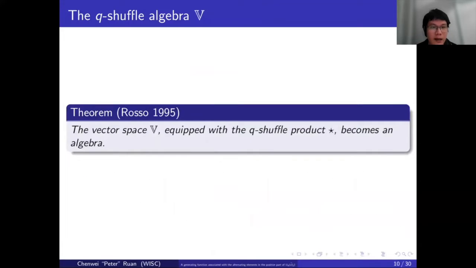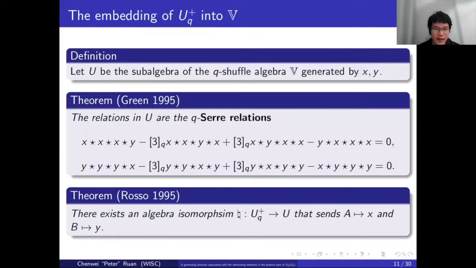So next, let's talk about a very powerful result of q-shuffle algebra. The vector space V equipped with a q-shuffle product star is really an algebra. This was proved by Rosso in 1995. So now that we have this q-shuffle algebra V, we can talk about the embedding of U_q plus into V.